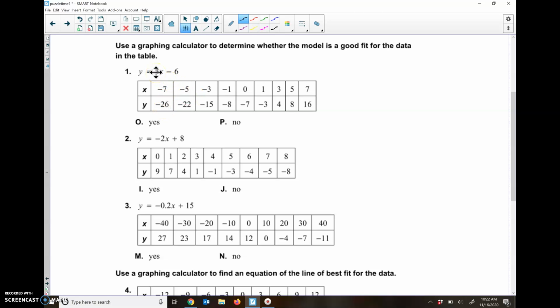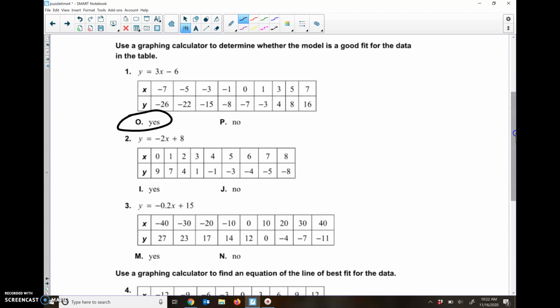If we do the same with -5 there, 3 times -5 is -15. Minus 6 is -21. Again, pretty close. -21, -22. Here, 3 times -3 is -9. Minus 6 is -15. So that one's right on, -15, -15. And all these end up being pretty close, even if you use some positive ones here. 7 times 3 is 21, minus 6 is 15, 15 and 16, again, pretty close. So I would say yes, number 1, 3x minus 6 is a good representation there.